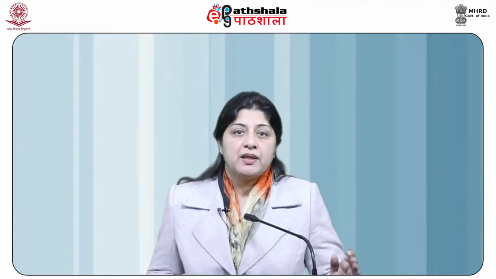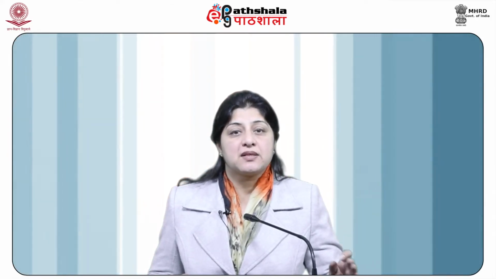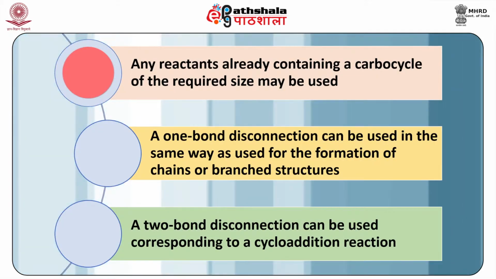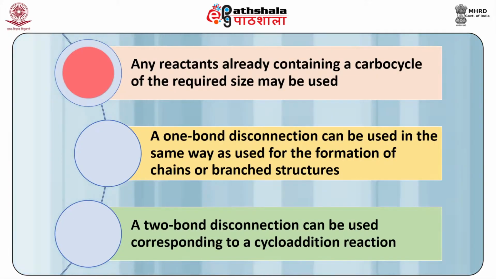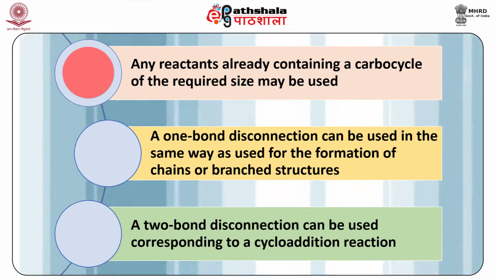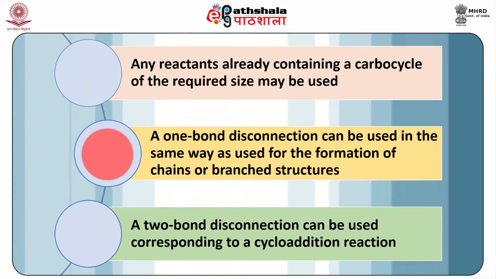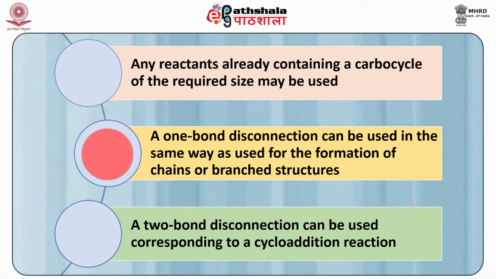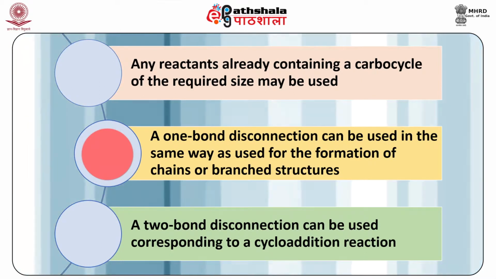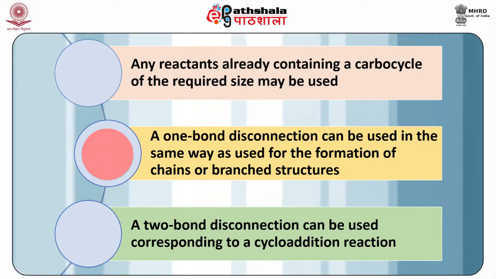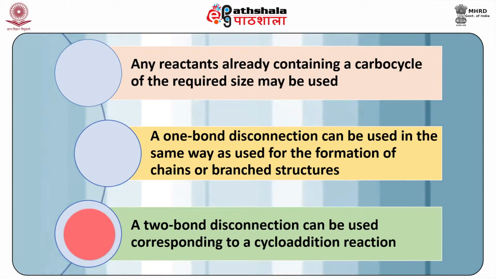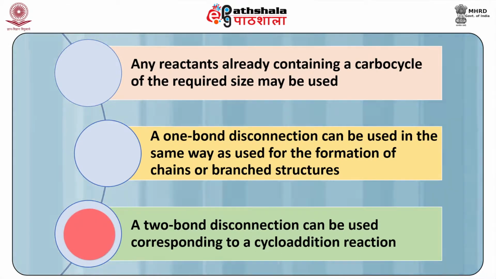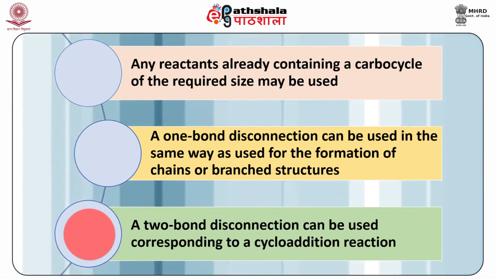There are three important strategies usually considered when a carbocyclic synthetic target is synthesized. Any reactants already containing a carbocycle of a required size may be used. A one bond disconnection can be used in the same way as used for the formation of chains or branched structures. A two bond disconnection can be used corresponding to a cycloaddition reaction.